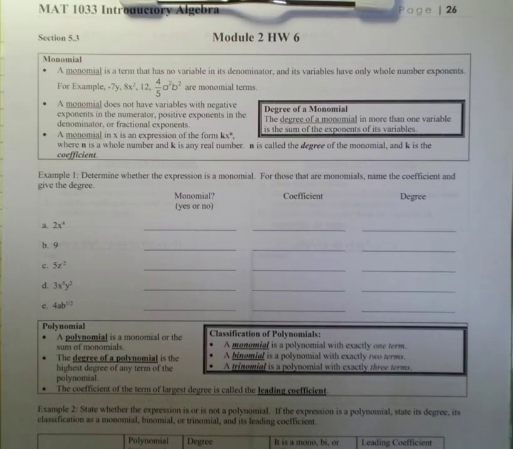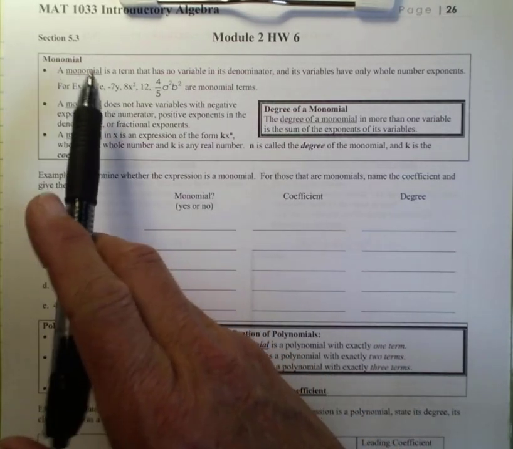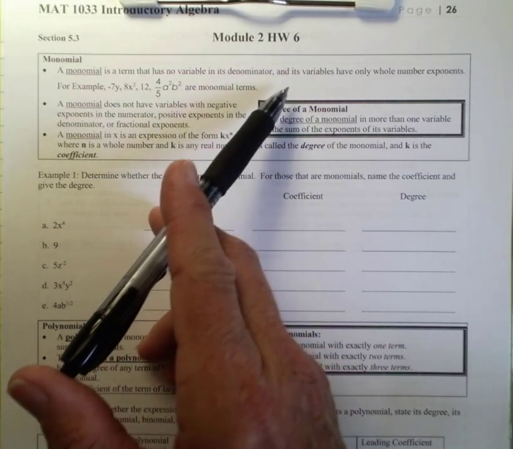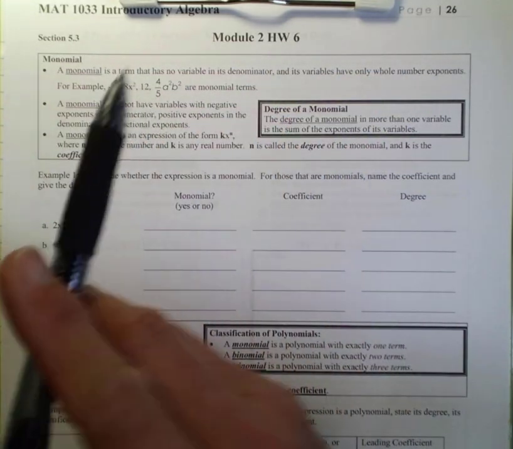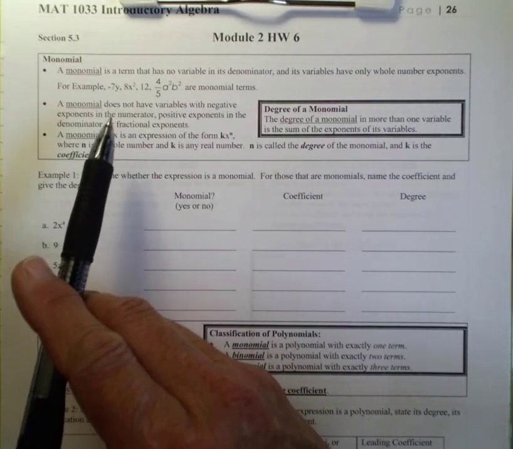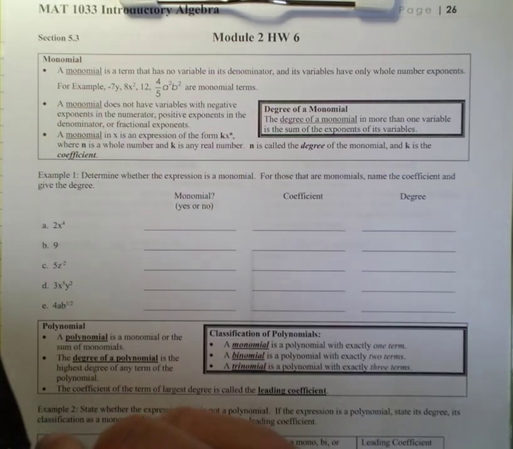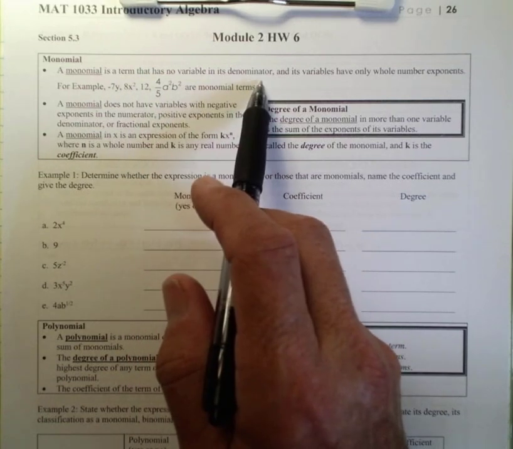I want to talk in this section a little bit about monomials and polynomials. First, a monomial is a term that has no variable in the denominator, and if its variables have exponents, they only have whole number exponents, like 1, 2, 3, 4, 5. No fractions, and of course no negatives, because that would send it down into the denominator of the fraction, and this has to have no variable in its denominator.